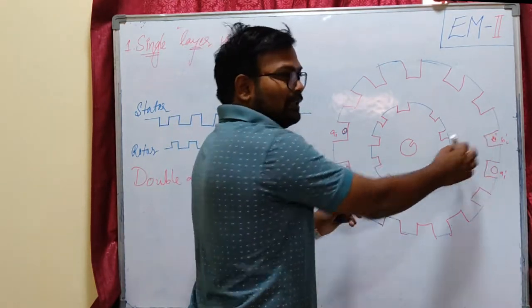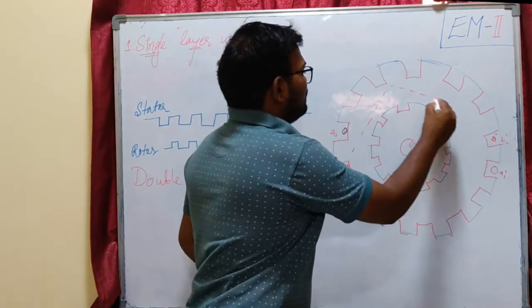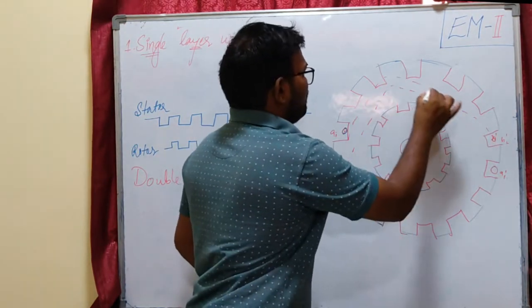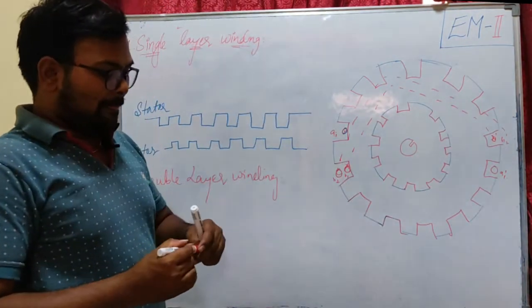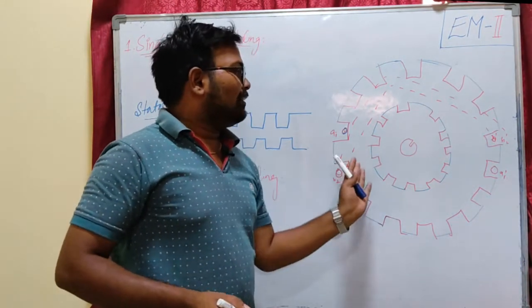These two will be connected using overhangs. Okay, this is one coil side, this is another coil side. So these two will make a turn or a coil.